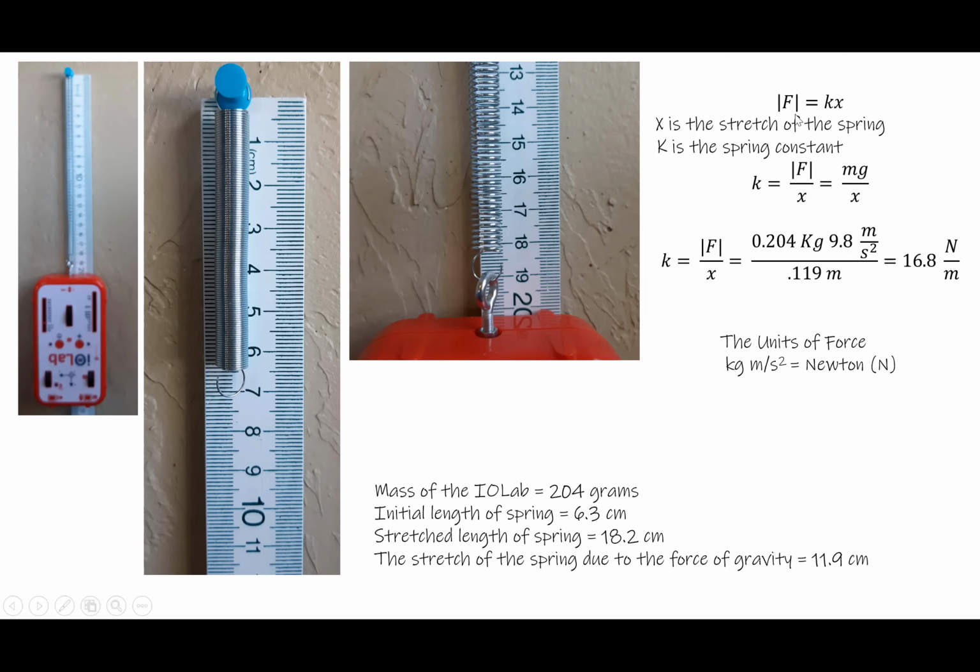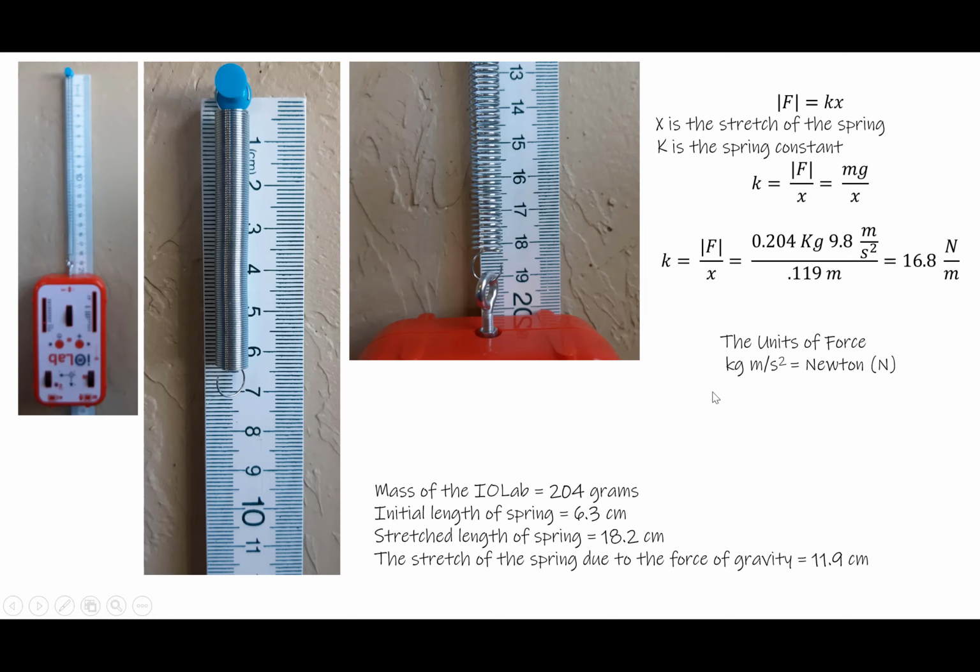So I'm going to use just the magnitude of my force, because remember that negative says it's a restoring force. It's trying to pull it back up. So that negative is what's giving me direction. And I'm going to solve for k. So I get the magnitude of my force divided by the stretch of the spring. And I put in my mass, 0.204 kilograms, because I want to be in SI units, 9.8 meters per second squared, which is my acceleration due to gravity, and my 0.119 meters, to come up with a spring constant of 16.8 newtons per meter.